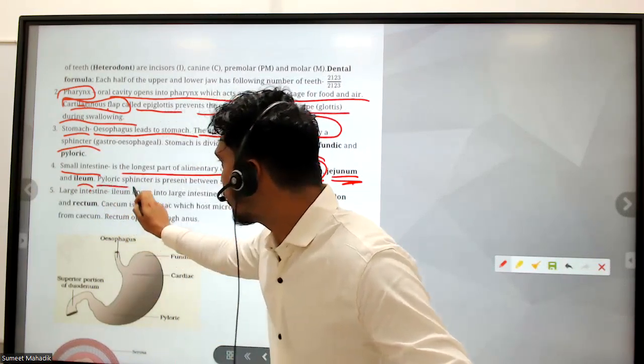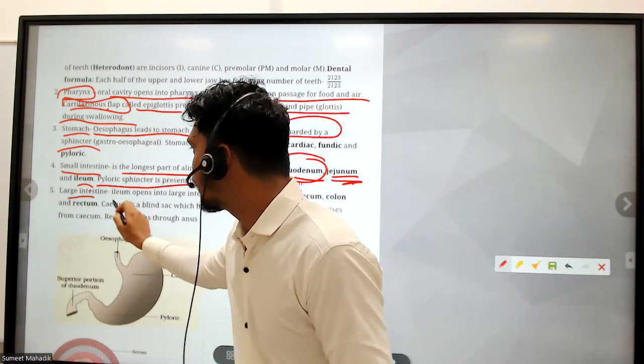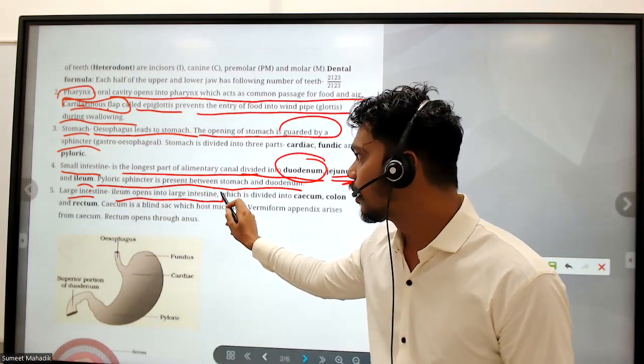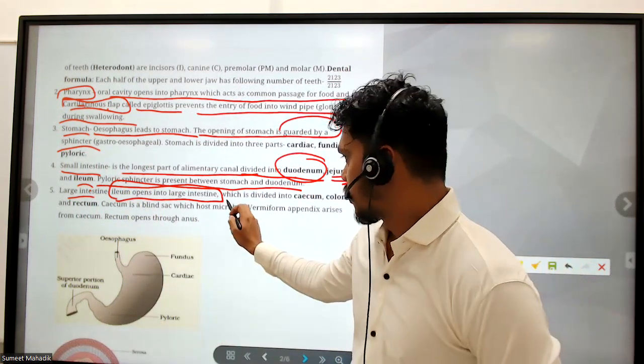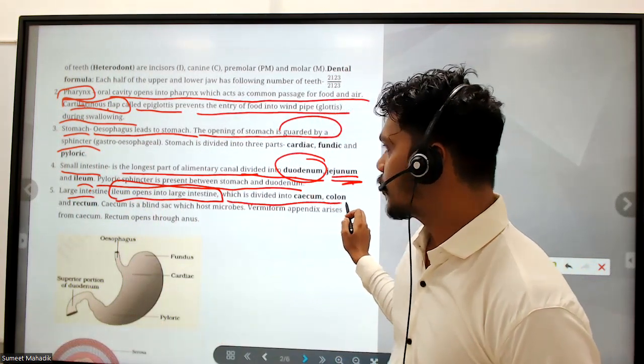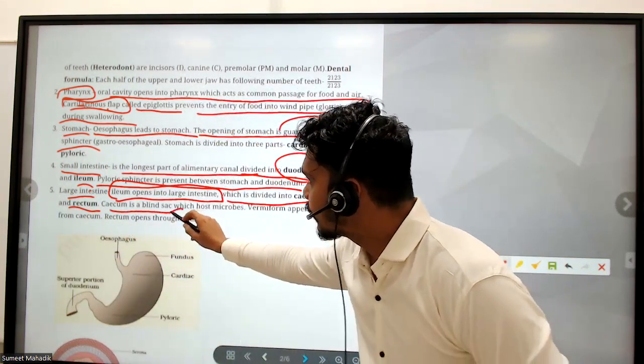So the pyloric sphincter is present between the stomach and the duodenum. Large intestine: the ileum opens into the large intestine, which is divided into the caecum, colon, and the rectum. The caecum is, we can say, a blind sac.